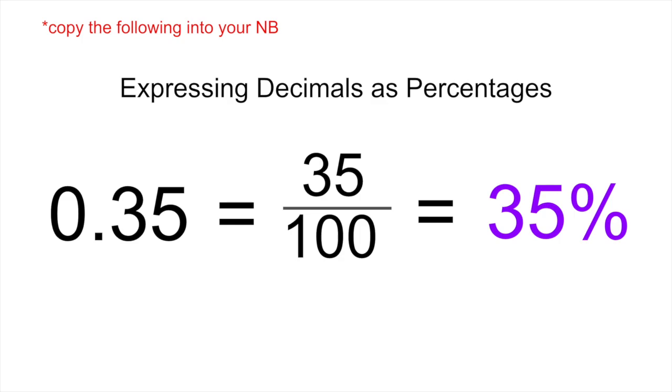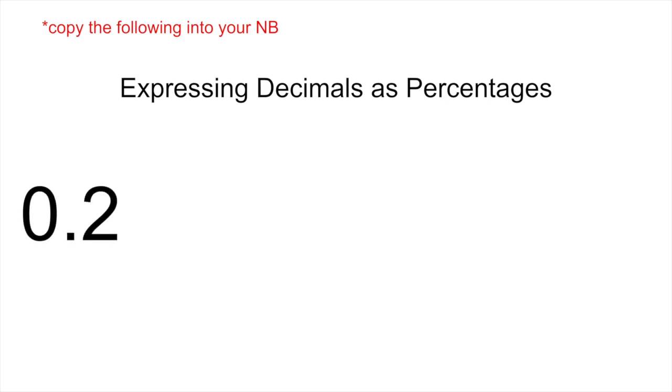Let's try another one that doesn't go to the hundredths place. Express 2/10 as a percentage. Well, I'm first going to write it as a fraction, just like I did with the last problem. 2/10 written as a fraction has a 2 in the numerator and a 10 in the denominator. I can't write it as a percentage yet because I don't have a fraction that's out of 100. So I have to create an equivalent fraction.